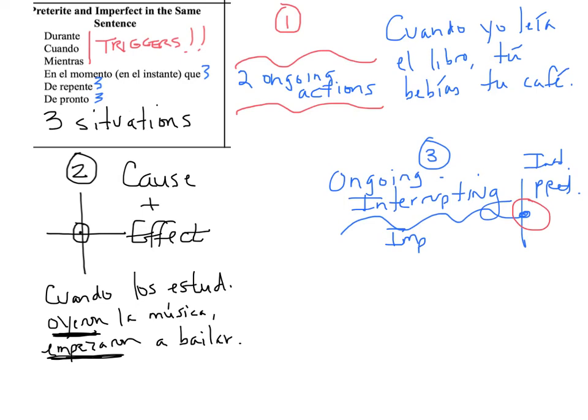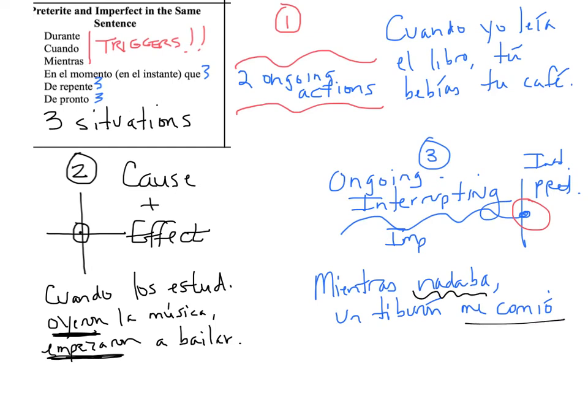Let's go with a different example here. Mientras nadaba, un tiburón me comió. Here's my imperfect. Here's my preterite. While I was swimming, a shark ate me. Well, that certainly interrupts the swimming process. So the thing that is going on is the imperfect. The thing that interrupts it is the preterite.